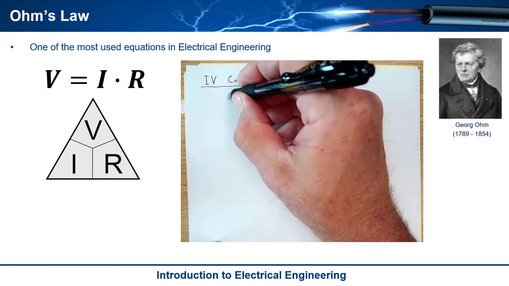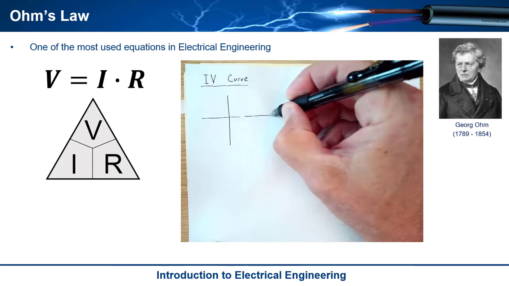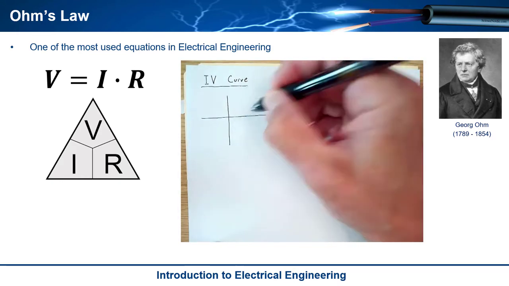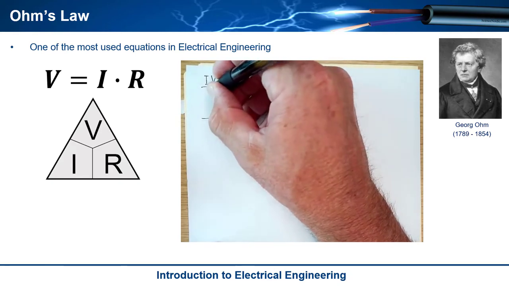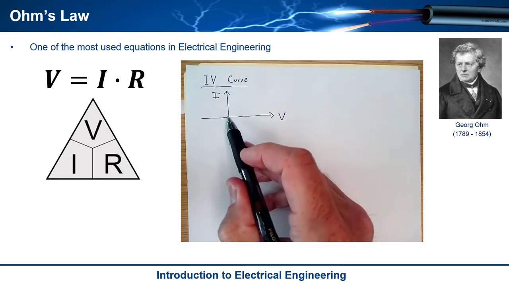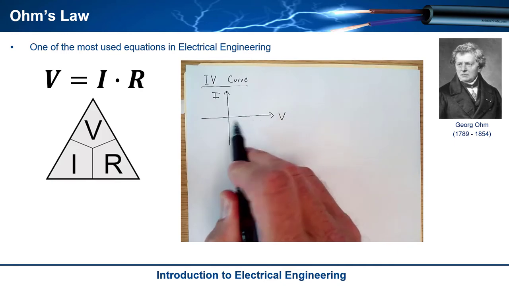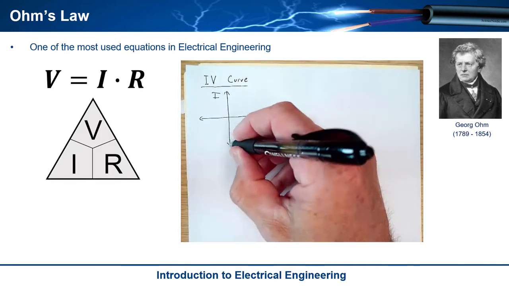So for these curves, what you do is you put voltage on the independent axis, and on the dependent axis you put current. What you're trying to do is show how the current flows as you increase voltage across it, okay? And of course you can even go negative.